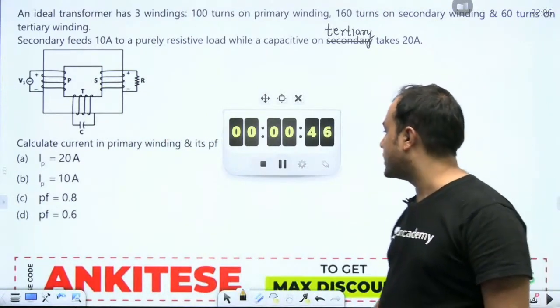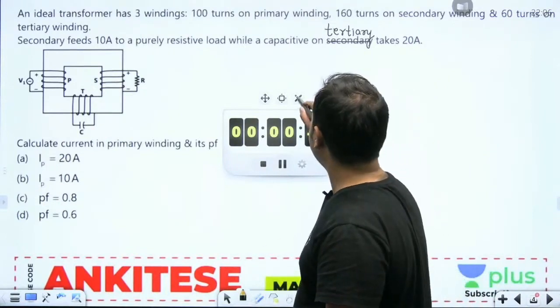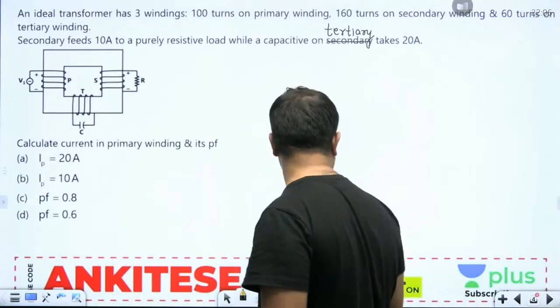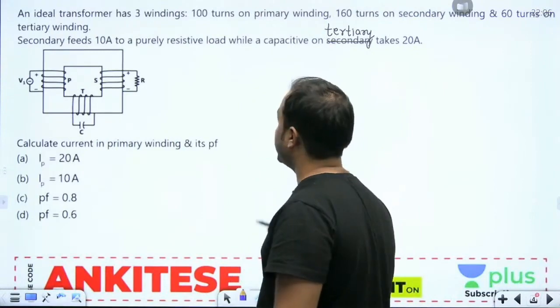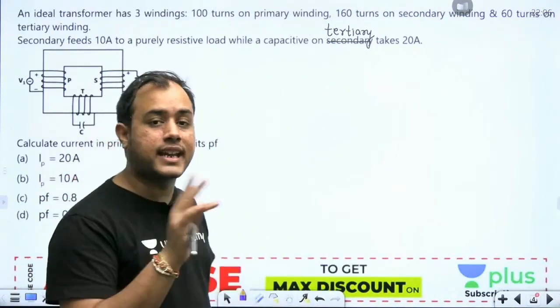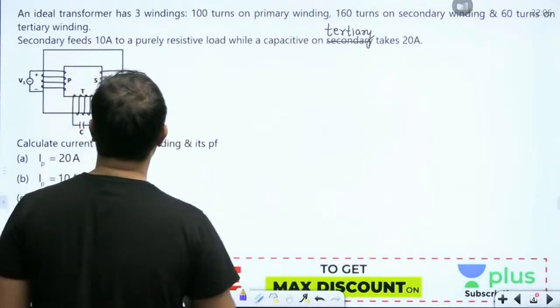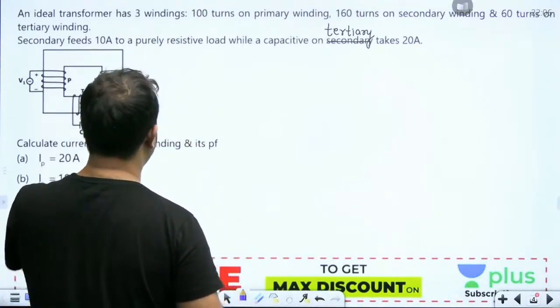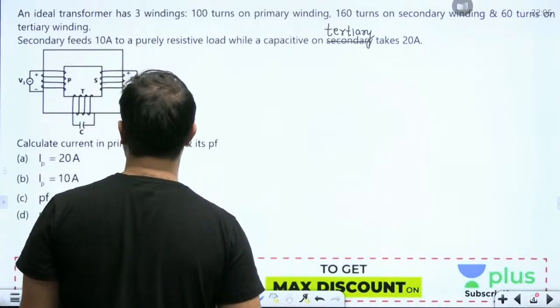Okay, now that most of the students have answered, let me turn it off. Let us start the solution. So guys, this question says that we have 2 different loads on secondary and the tertiary. Now, what we are given is the current that each of them takes.